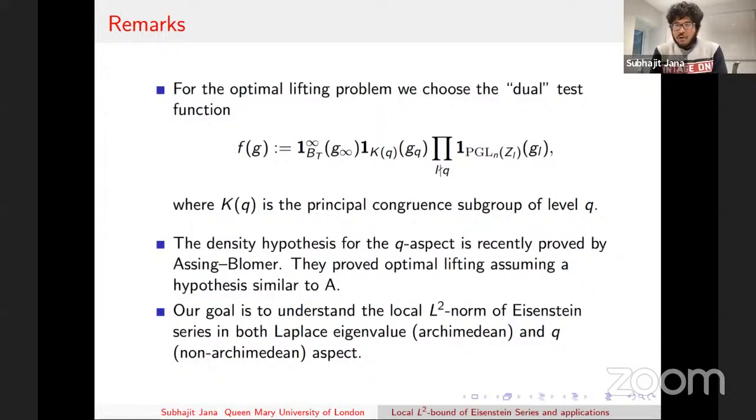So what is our goal? Our goal is to understand the remaining problem in the non-Archimedean aspect, and in the Archimedean aspect. Basically everything is the local L2 norm of the Eisenstein series, both in the Laplace eigenvalue aspect and the Q aspect, which are Archimedean and non-Archimedean respectively.